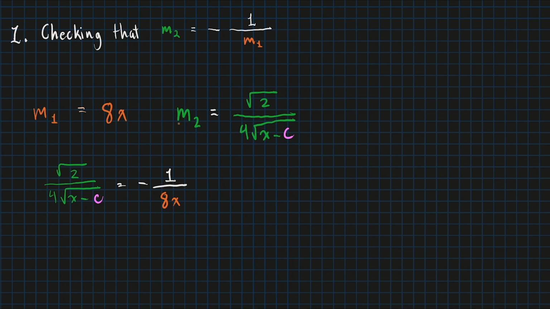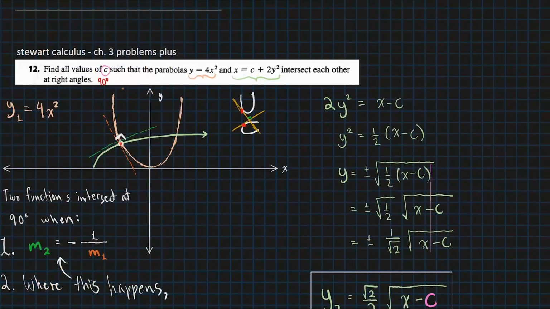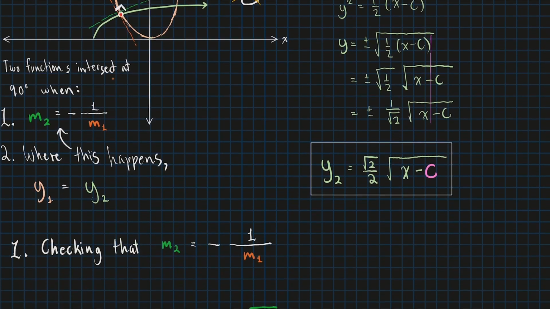Now, remember our original goal, what the question is asking us, is to find c. Now, what we need for that is one equation that has c as the only unknown variable.